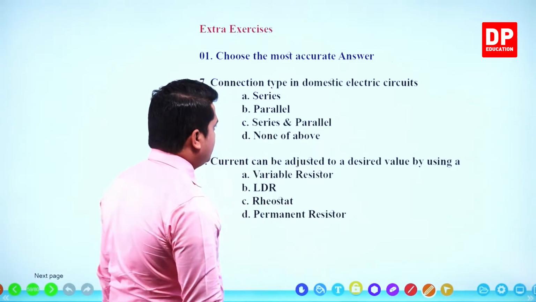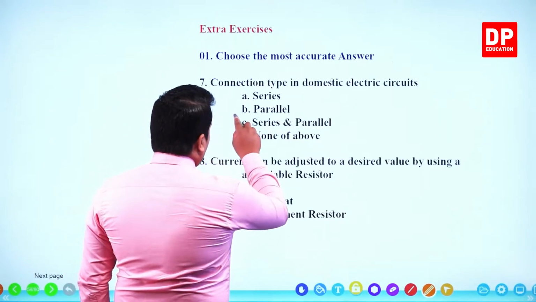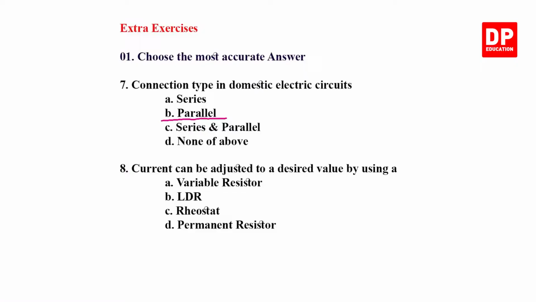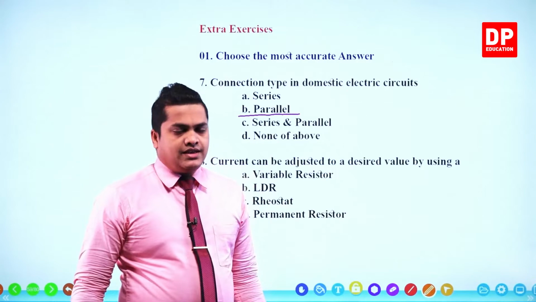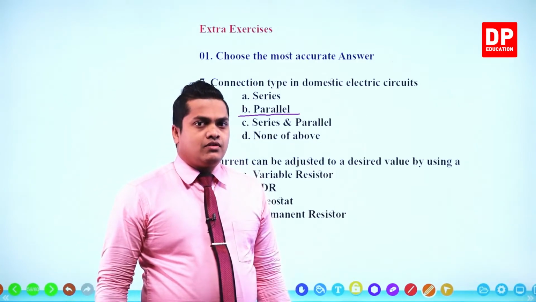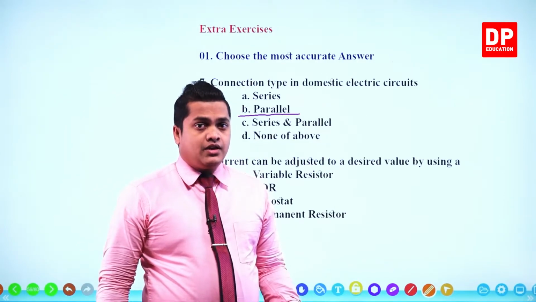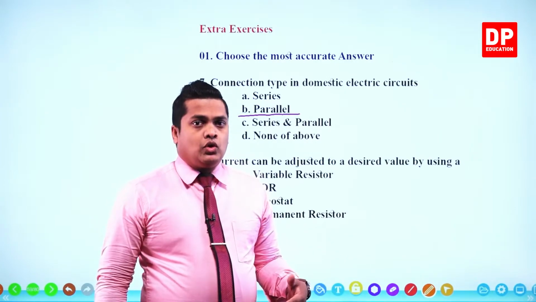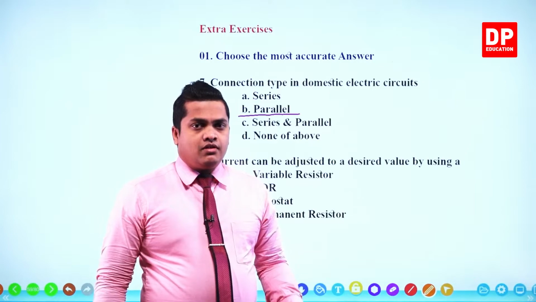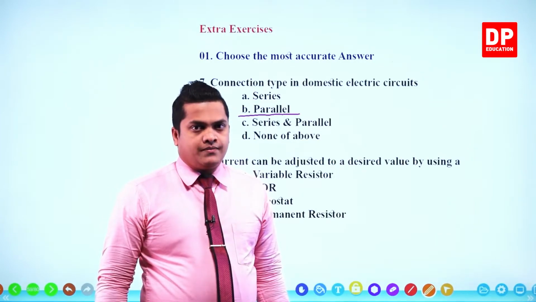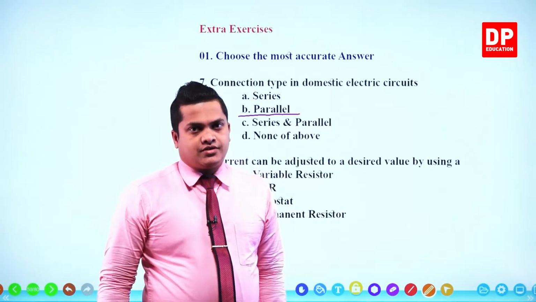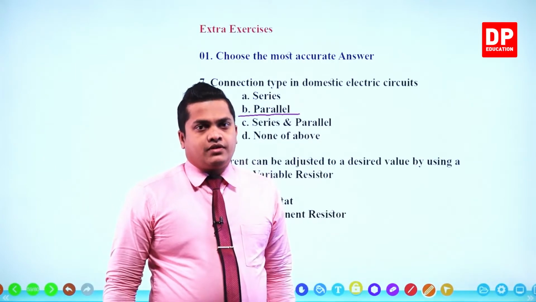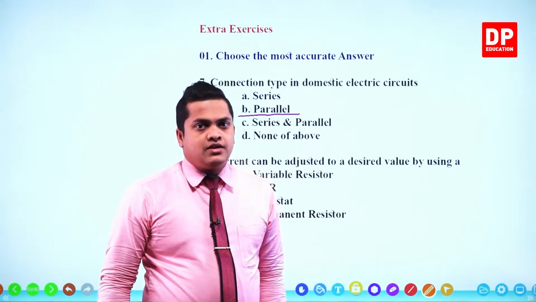So here, parallel connection is the answer. If they were arranged in a series connection, then upon turning off one switch, all the appliances and all the bulbs would stop working, like turning off a trip switch or a main switch.